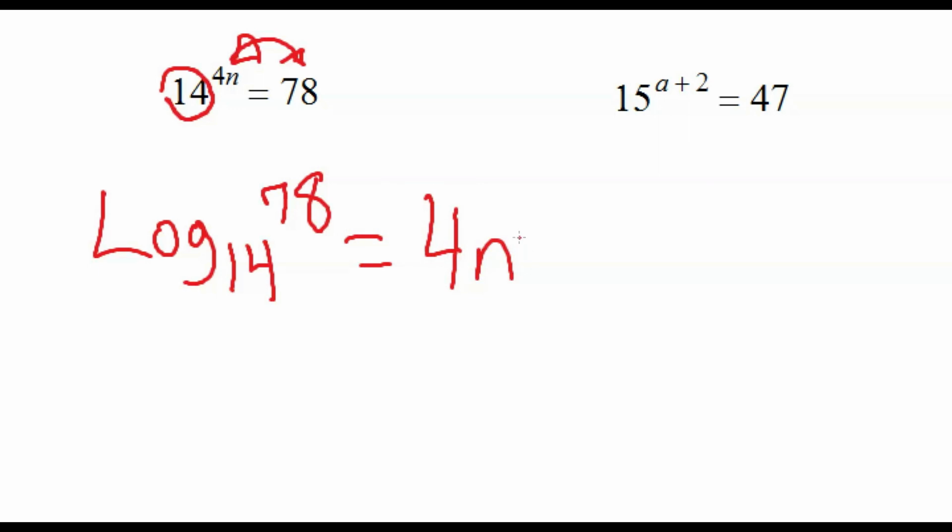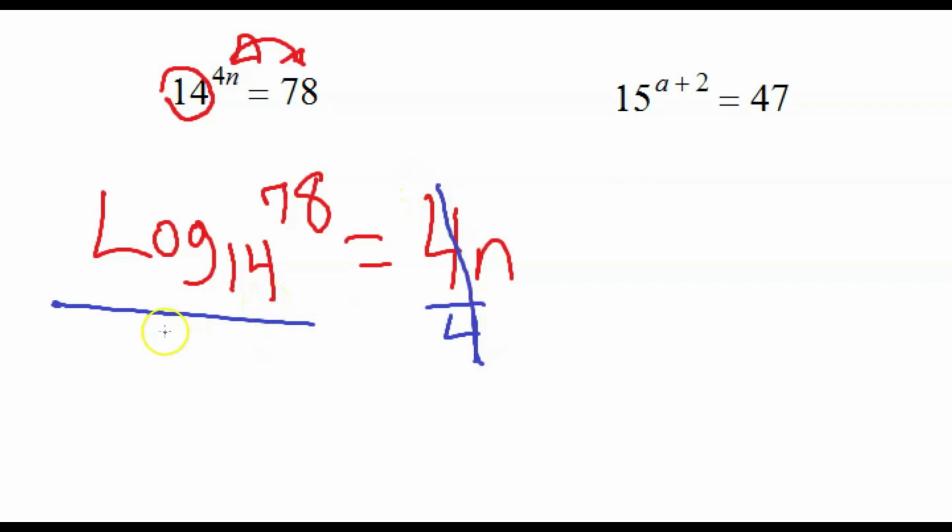Now we're solving these equations. So what I want to do is, just like with any equation, get the variable by itself. Here I have 4n. I'm going to get rid of this 4 times n by dividing by 4, and look at it just like an equation. Once you have it set up, solve for the variable.